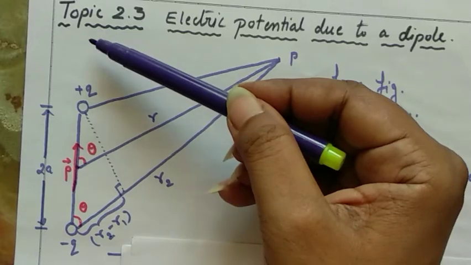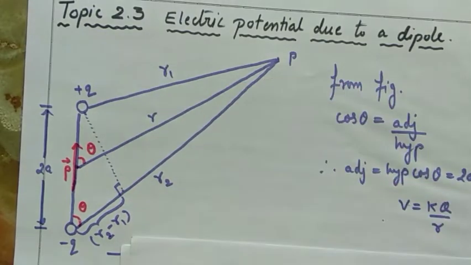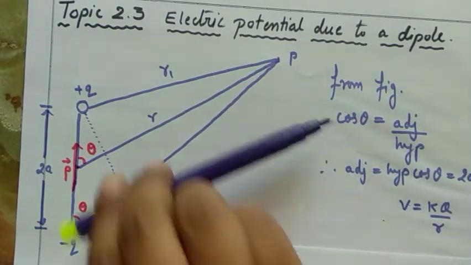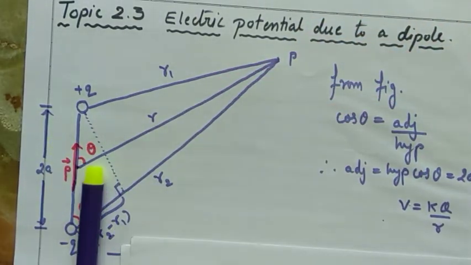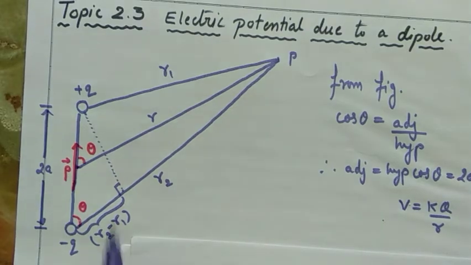Or else, the point P, instead of being here, it can be on this side also. So we can rotate this point P from here like this way. It will become like this. So what will happen to this theta? Then the theta is going to become 180.